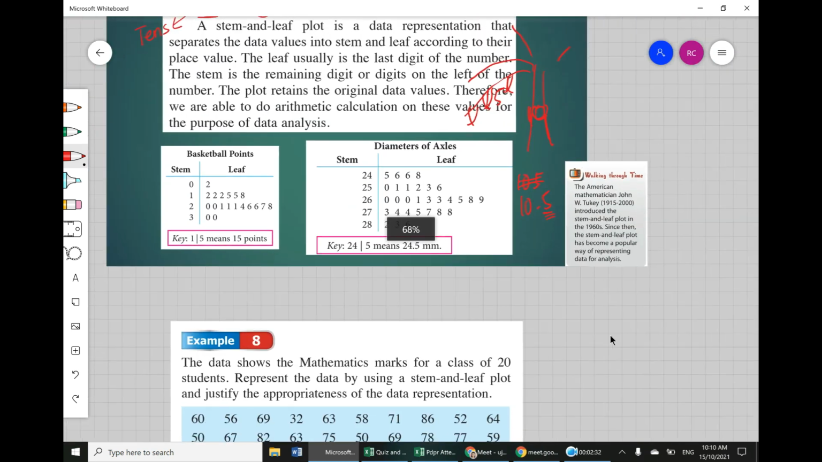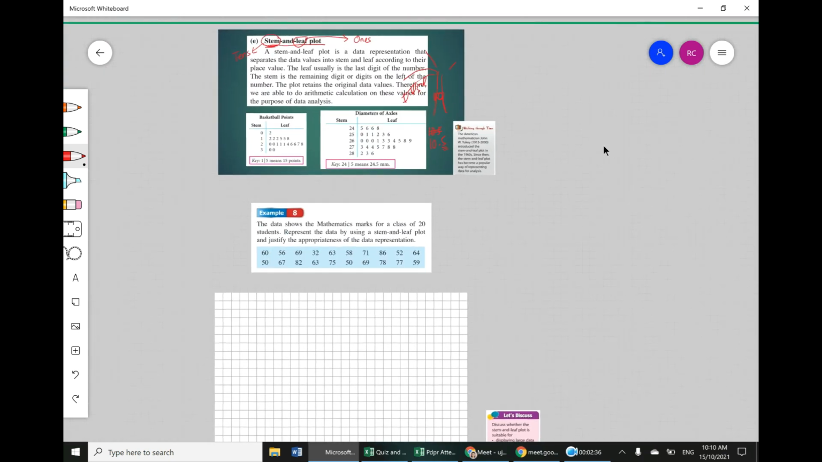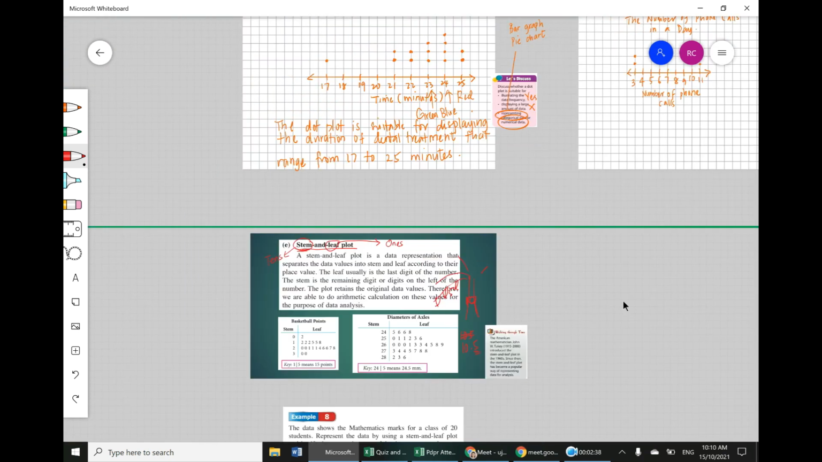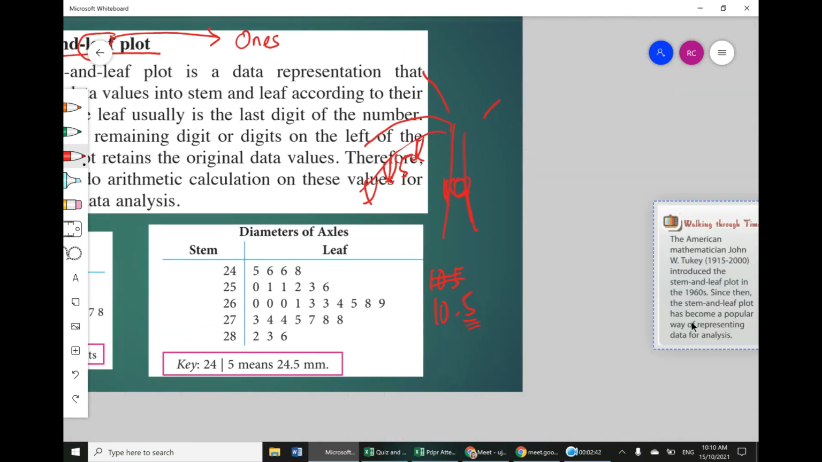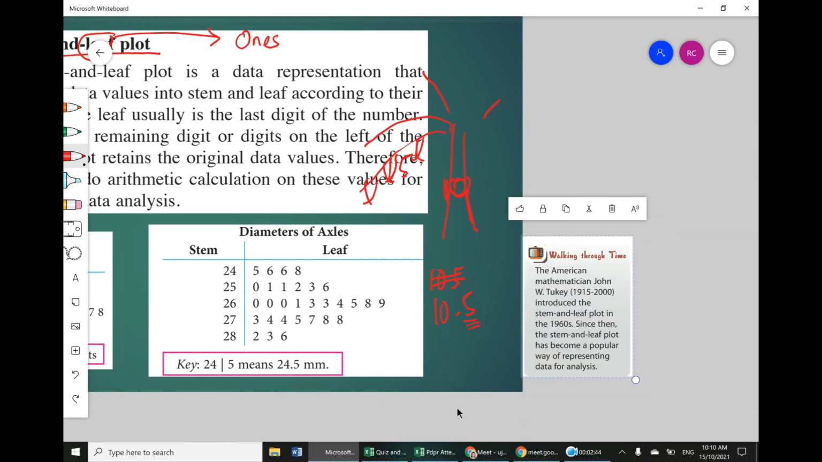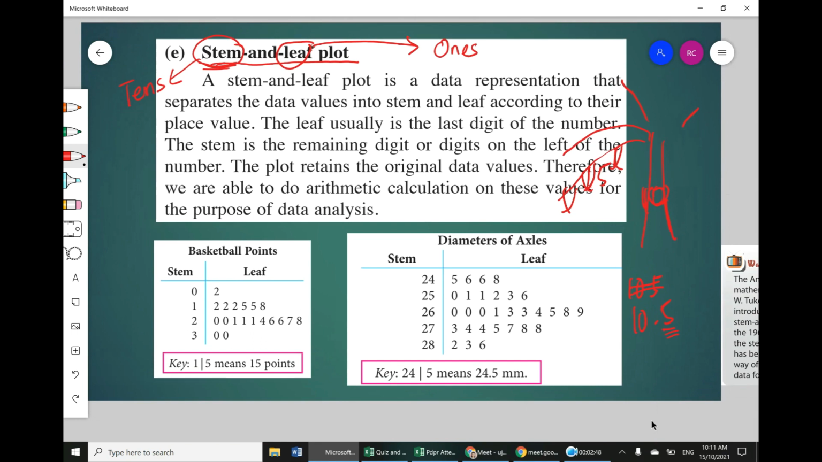Do I have it here? Oh, I directly gave you the example already. Okay, never mind. So I just go through it with you. You can look at your book, if you have your book with you, on page 273.